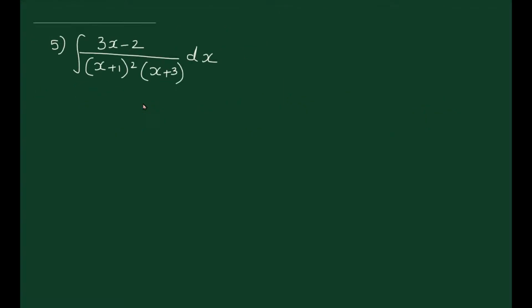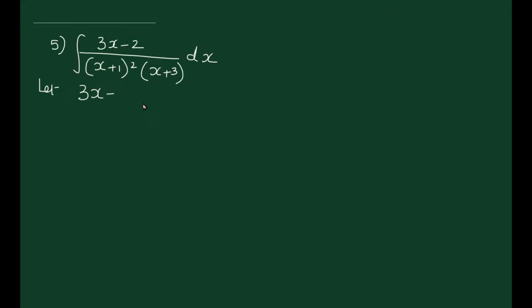Now we go on to the fifth question. The fifth question is very similar actually to the fourth one. I'm just helping you to do it because those of you who haven't yet understood the fourth one can at least understand the similar sum which has been given as the fifth question over here in our textbook. Okay, so the question is the integral of 3x minus 2 upon x plus 1 the whole square into x plus 3 dx.